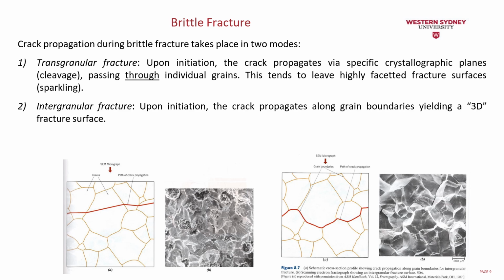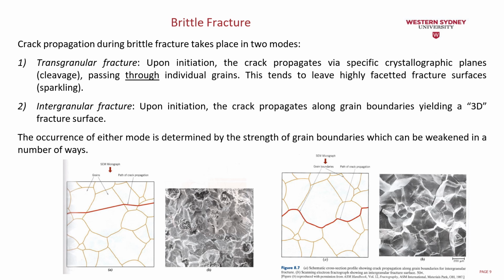The other mode is intergranular fracture, where upon the initiation, the crack propagates along the grain boundaries, yielding a 3D fracture surface. The occurrence of either mode is determined by the strength of the grain boundaries, which can be weakened in a number of ways.